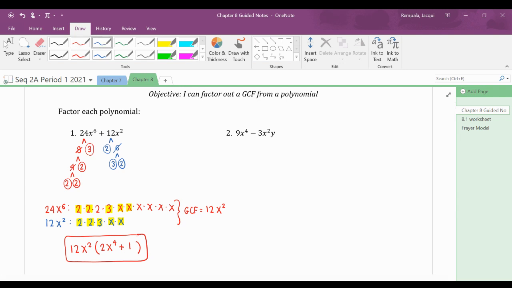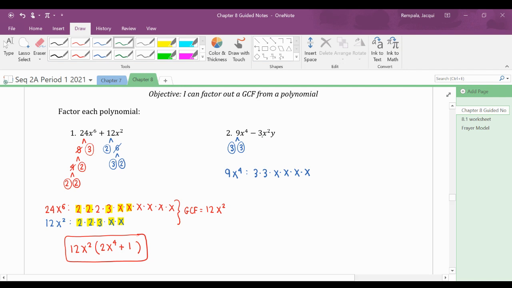So let's go ahead and take a look then at the second problem, 9x to the 4th minus 3x squared y. So I'm going to start breaking down the 9. 9 is 3 times 3. And then once again, both of those are what we call prime numbers. So when I circle them, there's nothing else for me to break down. So 9x to the 4th is 3 times 3, and x to the 4th means that there are 4 x's.